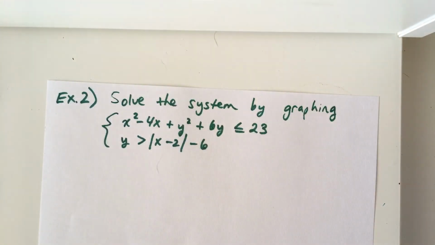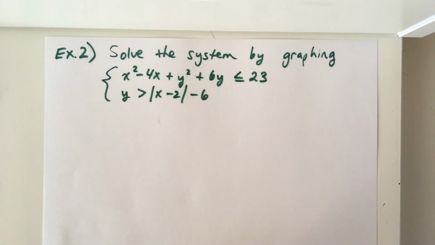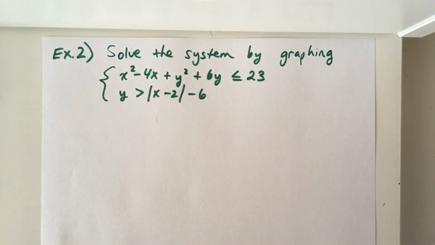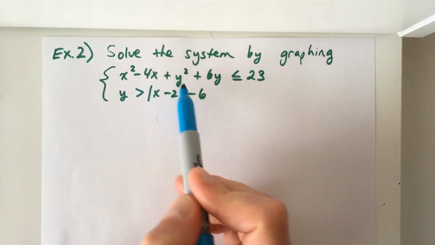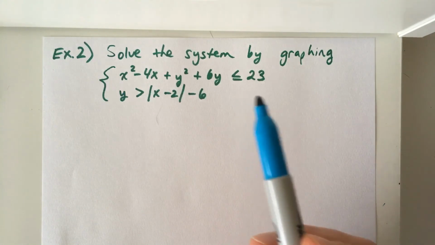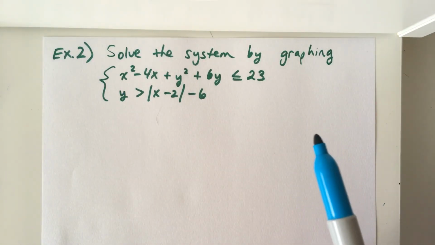Let's take a look at one more example. In example 2, we have two equations. The first one, I know just by looking at it, we have an x squared and a y squared term. They have the same coefficient, so this is going to be a circle.